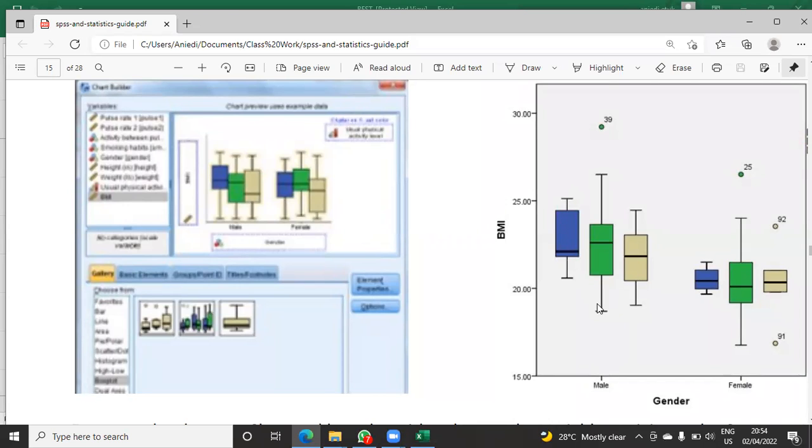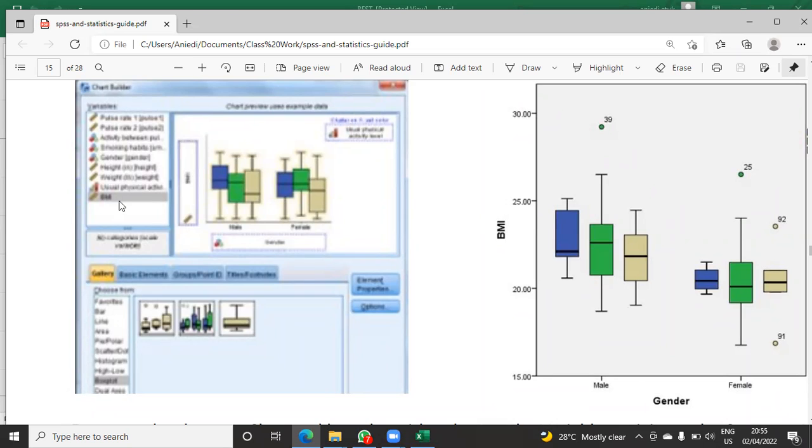So you can easily read this data and know that those who have this BMI, who are male, who are of this age range, you can say that their median falls around 23 or so. So you can read for this particular group, you can read for this particular group.